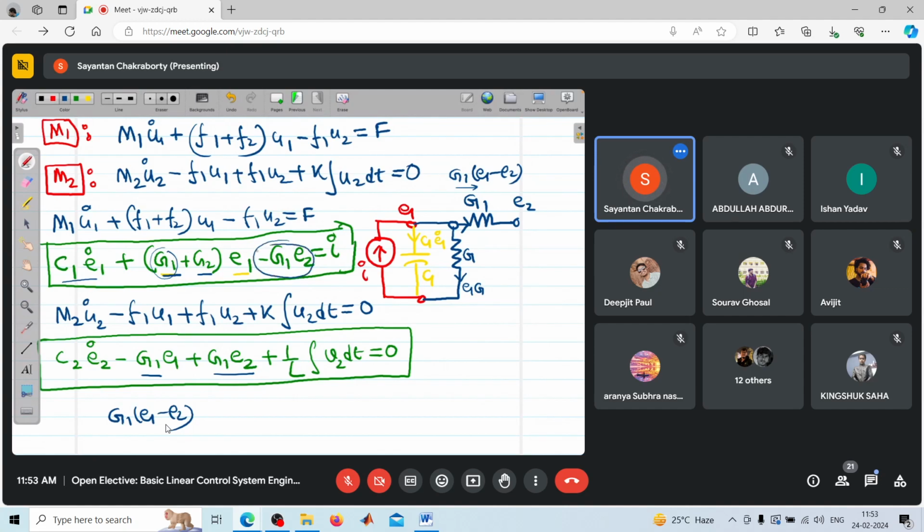And what is left is G2 into E1. So basically this equation is C1 E1 dot plus G1 into E1 minus E2 plus G2 E1 equal to I. This is the first equation.